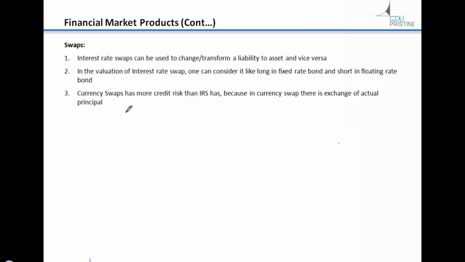In the valuation of an interest rate swap, one can consider it like long in a fixed rate bond and short in a floating rate bond. I just discussed the example: you have issued a floating rate bond, and you expect that the interest rates will increase. That means you are short a floating rate bond, so you want to get long on it. That is, you want to receive floating and pay fixed.